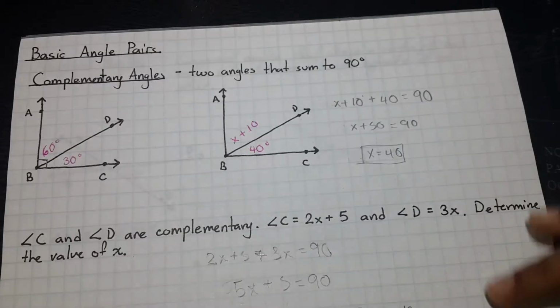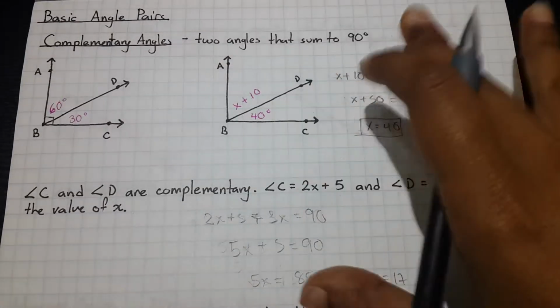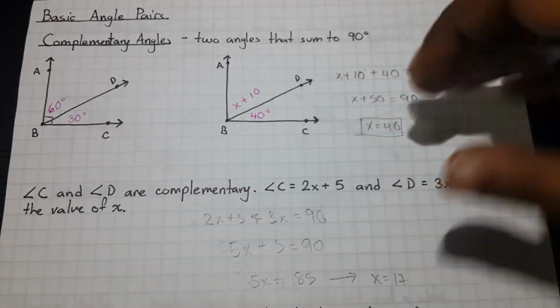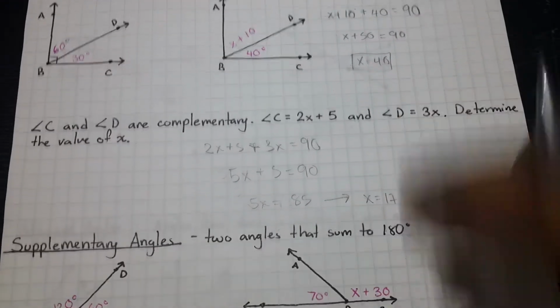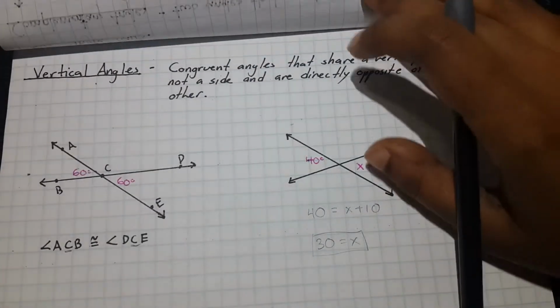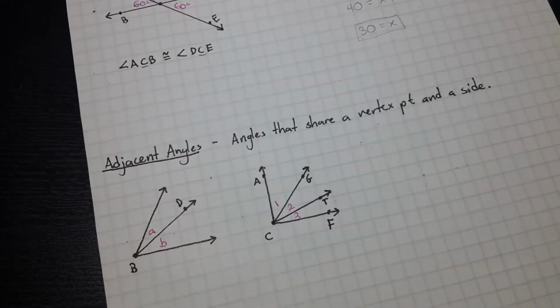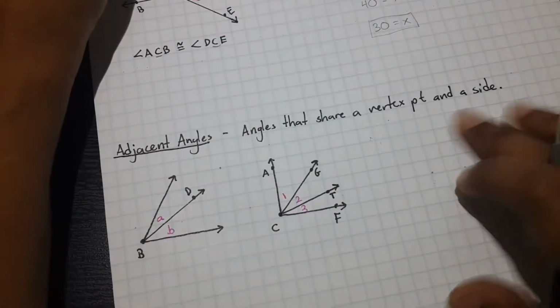Alright, so you want to again note that when you have complementary angles and supplementary angles, you add expressions together and set them equal to their respective numbers, but for vertical angles, you want to make sure you're just setting them equal to each other. Okay, so let's get to adjacent angles.